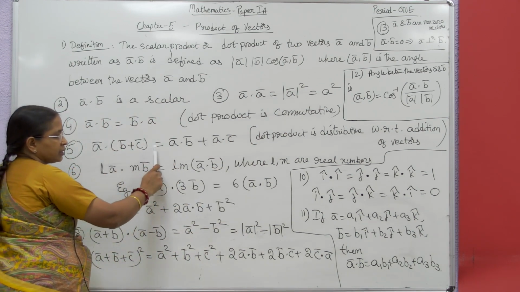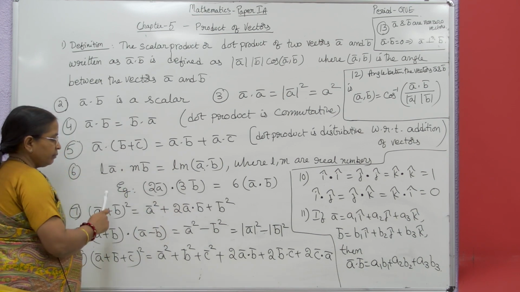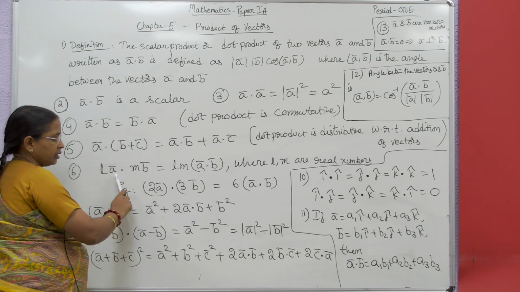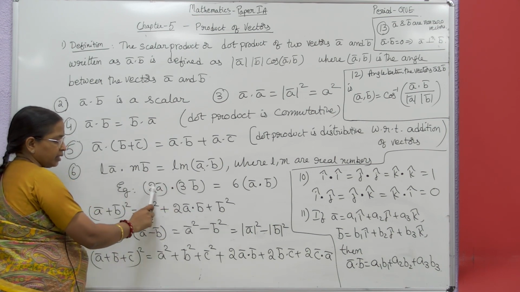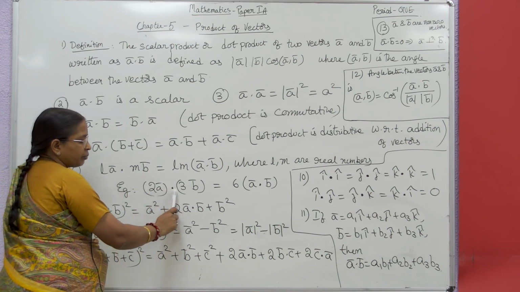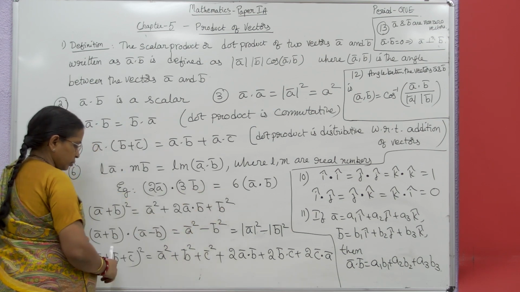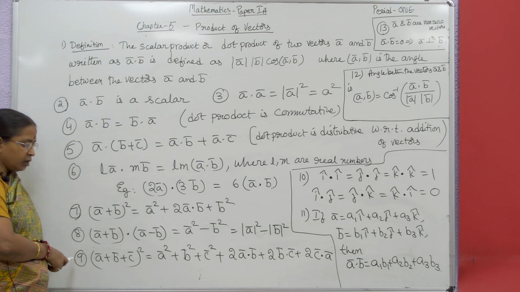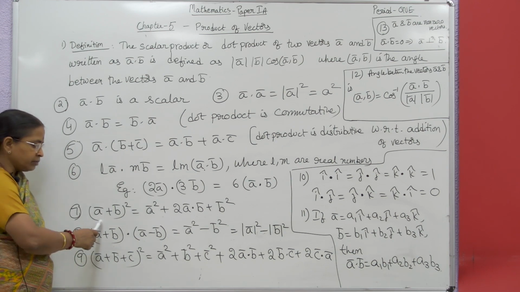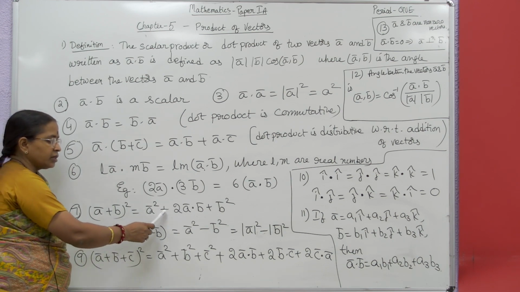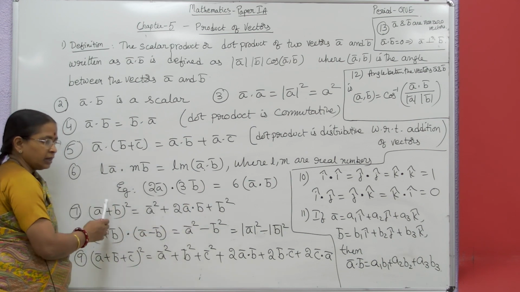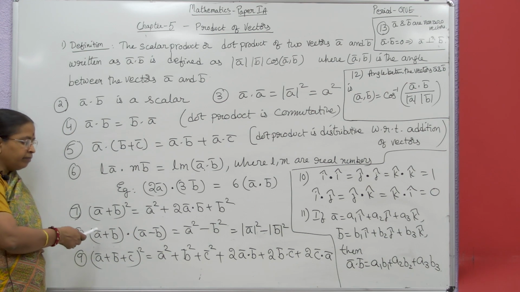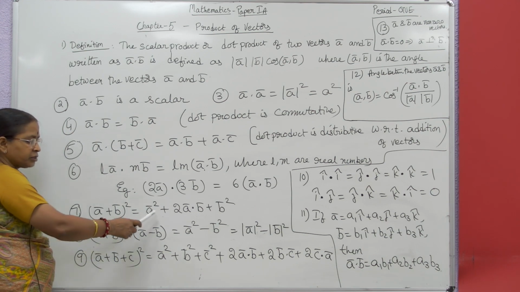A dot (B plus C) is A dot B plus A dot C. Then (LA plus MB), where L and M are some real numbers, is like this. You can just multiply the real numbers and take the dot product between the two vectors only. Then these are the identities in dot product. (A minus B) whole square means A square minus 2 A dot B plus B square. Same like how we have in algebra. These are the identities, but you must put dot here.